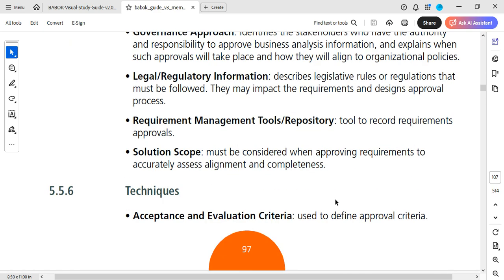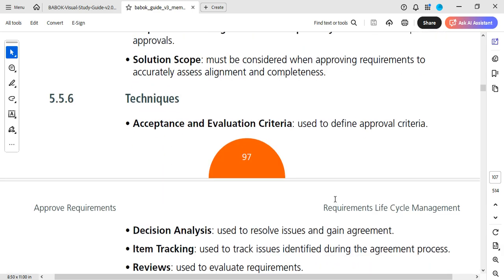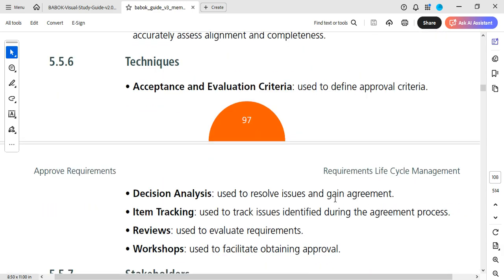Requirement management tools or repository tool to record requirement approvals. Solution scope must be considered when approving requirements to accurately assess alignment and completeness. Techniques: acceptance and evaluation criteria used to define approval criteria. So what would we see? What should we determine our approval by? Decision analysis used to resolve issues and gain agreement.